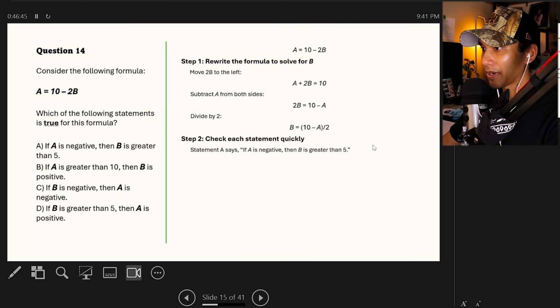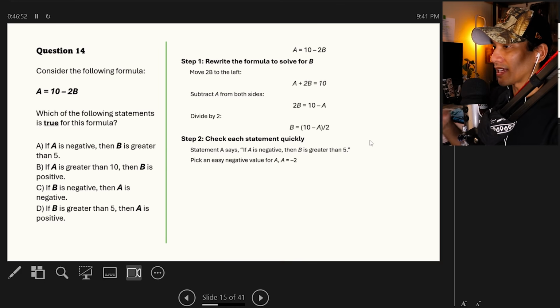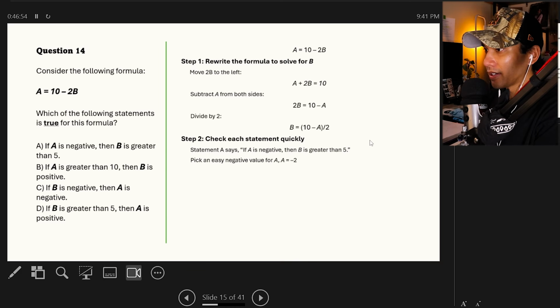Okay. Statement A says if A is negative, then B is greater than 5. We're checking for statement A right now. So what we do is we just pick any negative number. It could have even been -1, but I think -2 works to get us a whole number. So let's just see what it has for us.